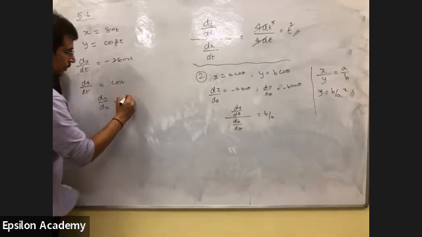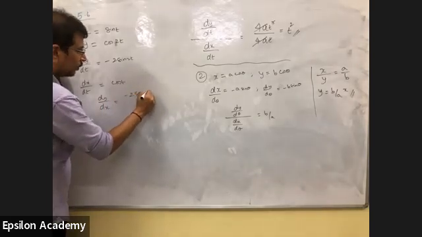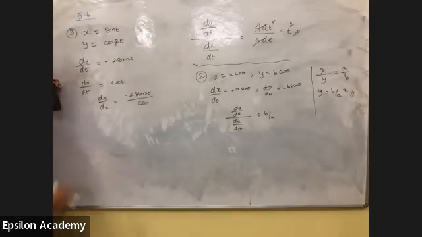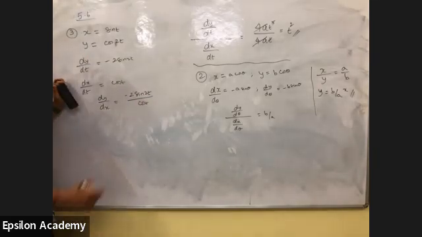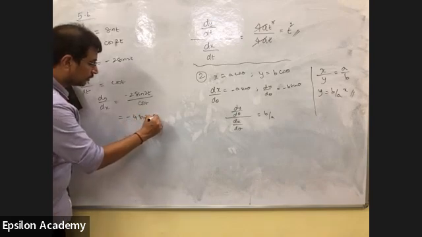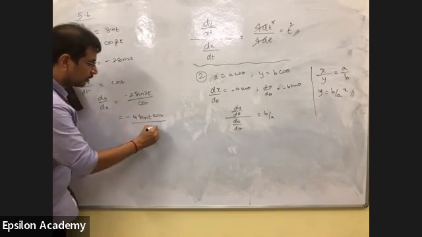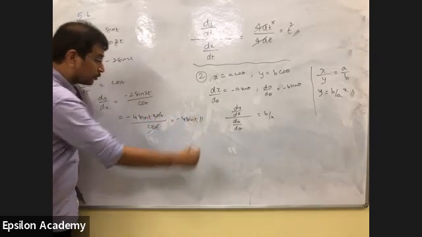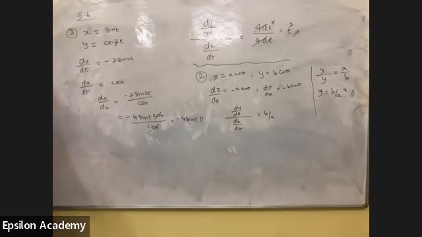So dy by dx will be equal to minus 2 sin 2t divided by cos t. Sin 2t, what is the formula? 2 sin t cos t. So it will be minus 4 sin t cos t divided by cos t. Cancel it. Answer will be minus 4 sin t. I'm not sure how the answer is given at the back. Minus 4 sin t.